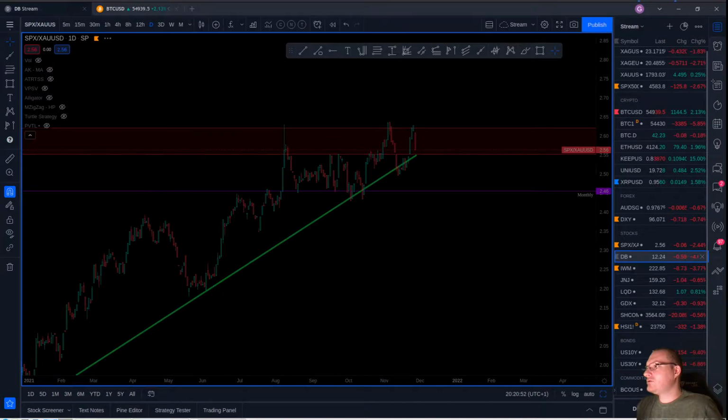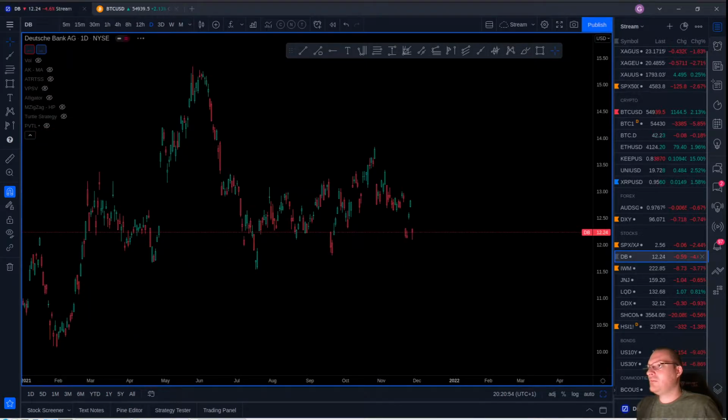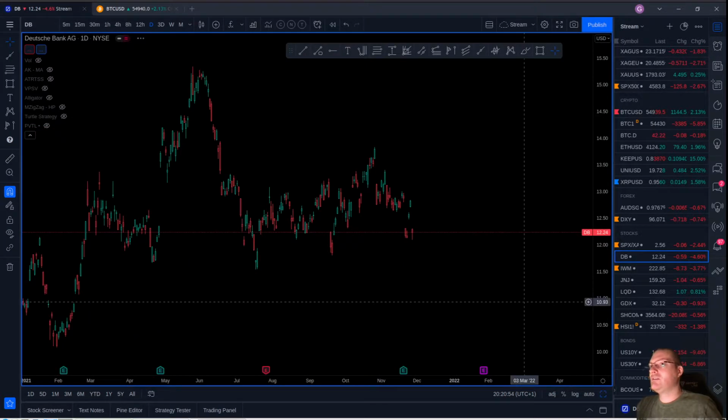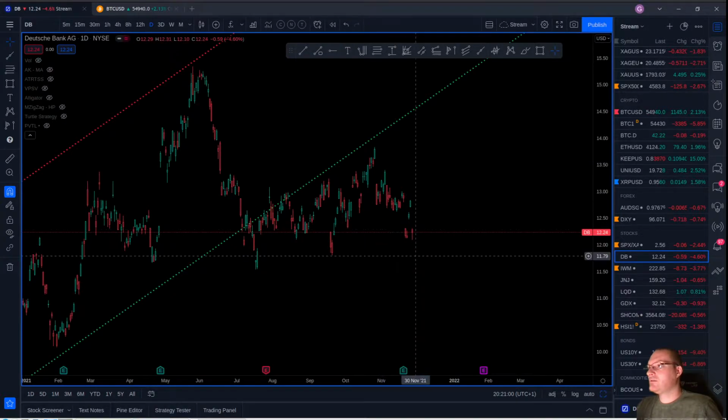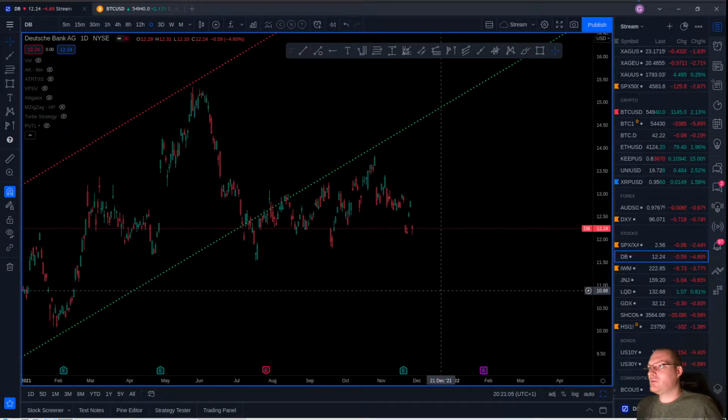Deutsche Bank, that's also again an interesting one, minus 4%. So we still keep the downtrend. So Deutsche Bank doesn't really look good.